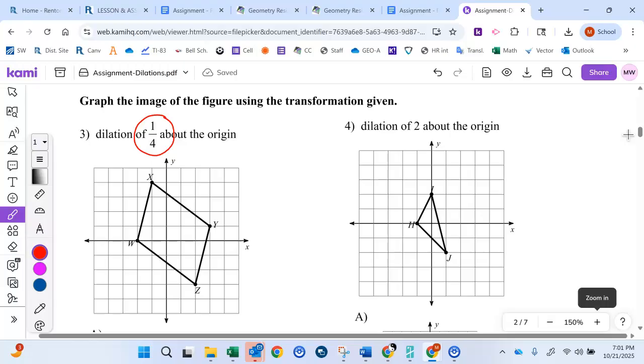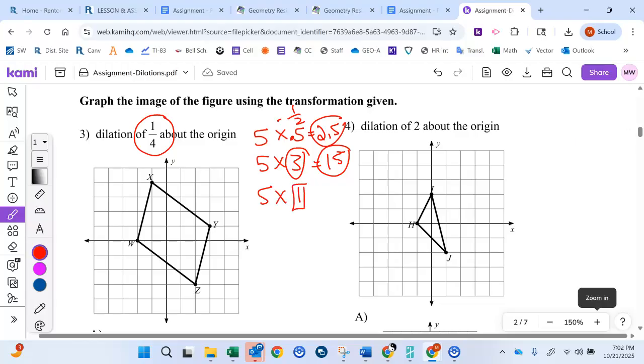So look at this. This is the thing to understand. If I take 5 and I multiply by 0.5, or 1/2, which is the same as 0.5, I get 2.5, correct? Smaller. If I go 5 times 3, a number bigger than 1, I get 15. Gets bigger. If I do 5 times 1, exactly 1, what do I get? 5. It stays the same.